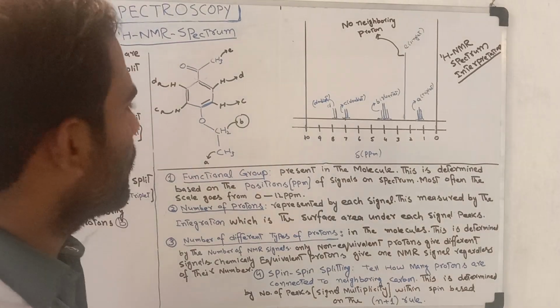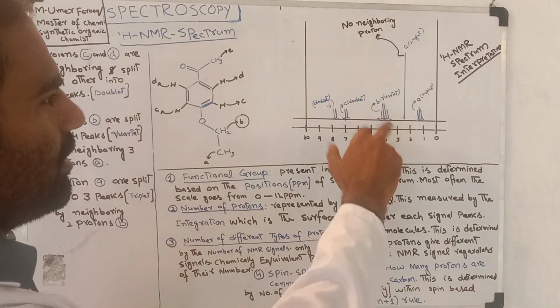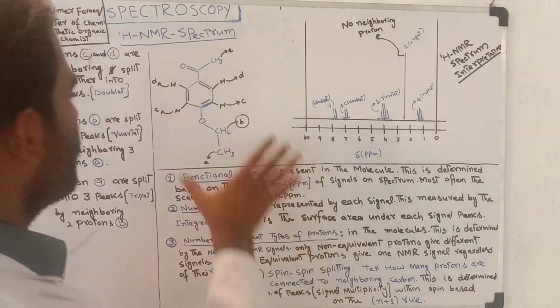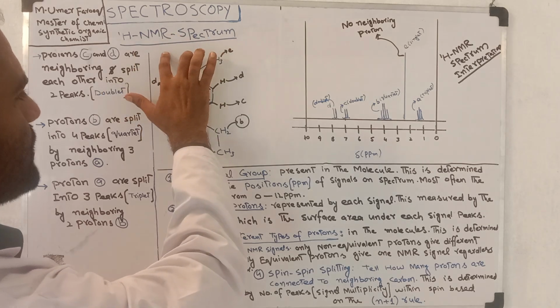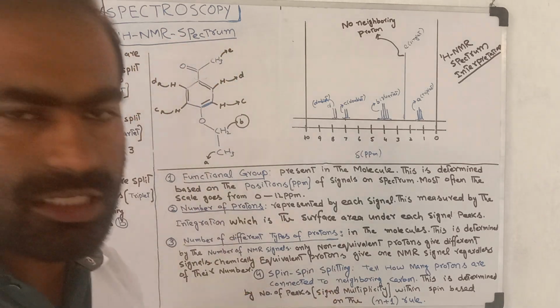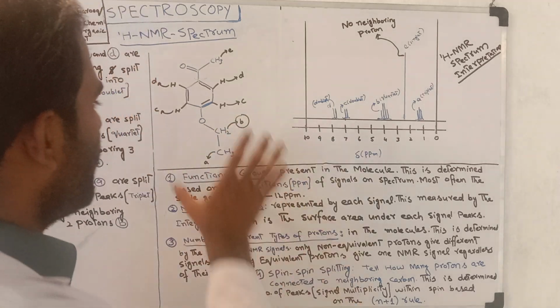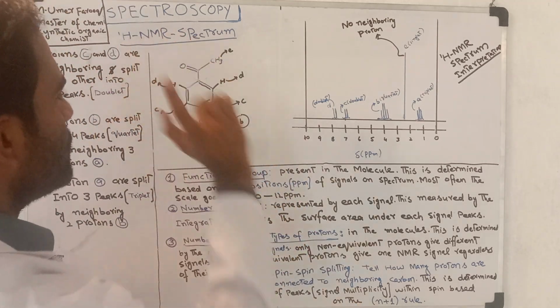Lecture number 2. Today we discuss NMR spectrum interpretation. My name is Muhammad Umar Farooq, and today is our second lecture on hydrogen NMR spectrum. This is the structure of the unknown compound, and we must interpret its hydrogen NMR spectrum.